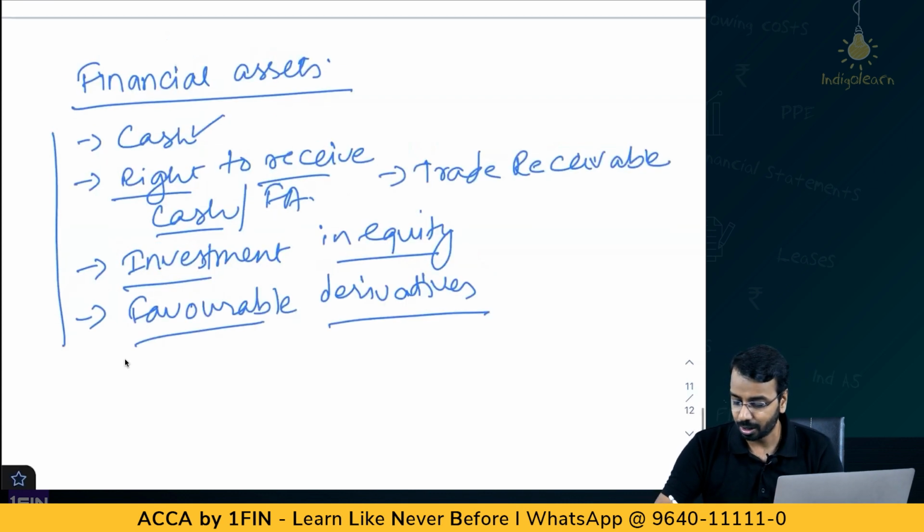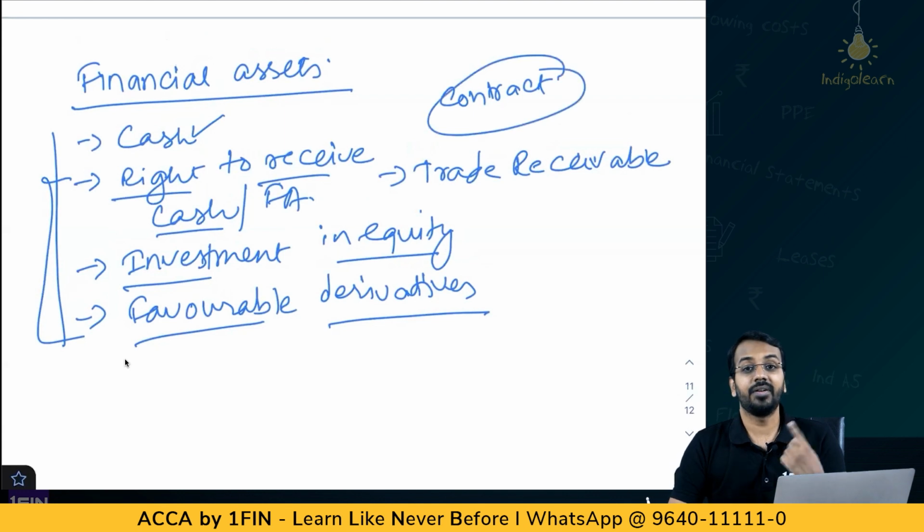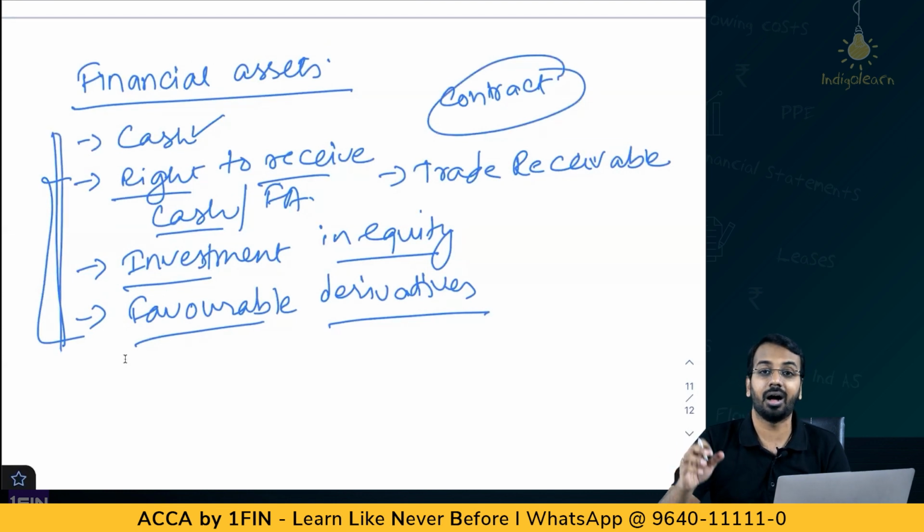And please remember, all of these have to come from a contract. If it doesn't arise from a contract, for example, there is an income tax refund. If there is an income tax refund possible, then in that case, it is not a financial asset, because an income tax refund does not arise out of a contract. So there has to be a contract, and these key elements or broader aspects are what is covered under financial asset. So then what is a financial liability?